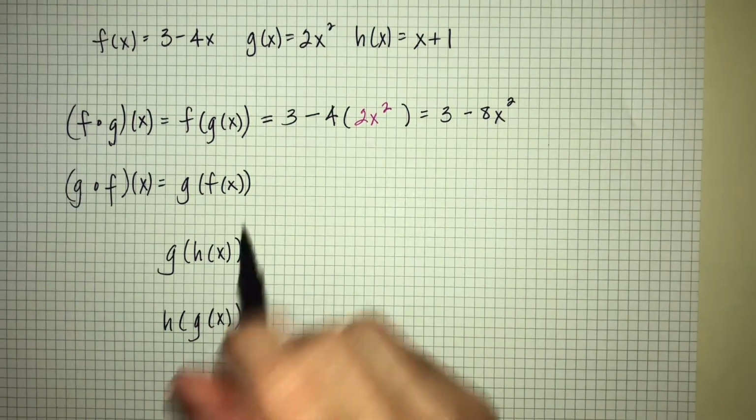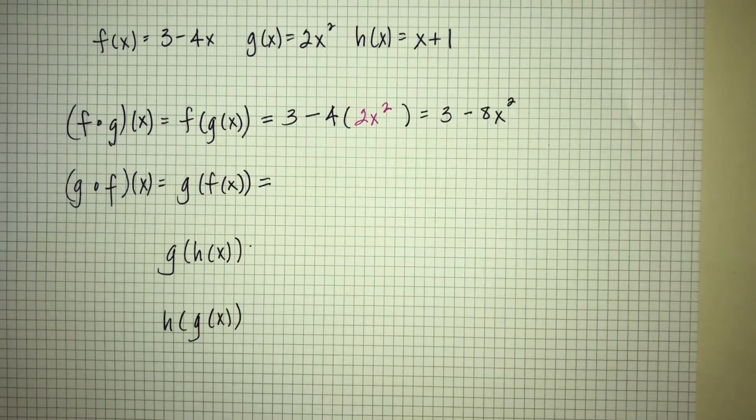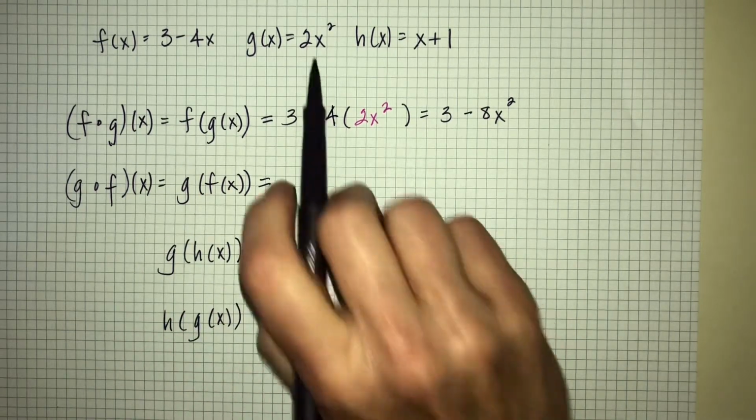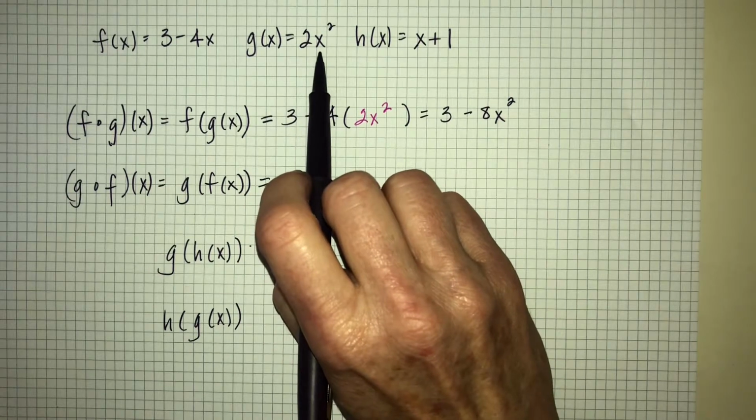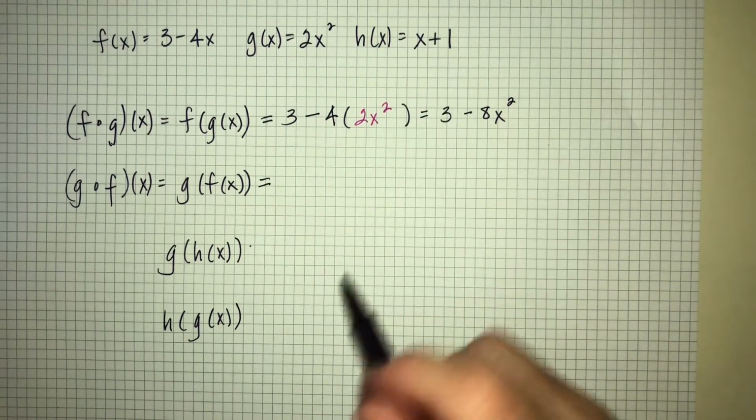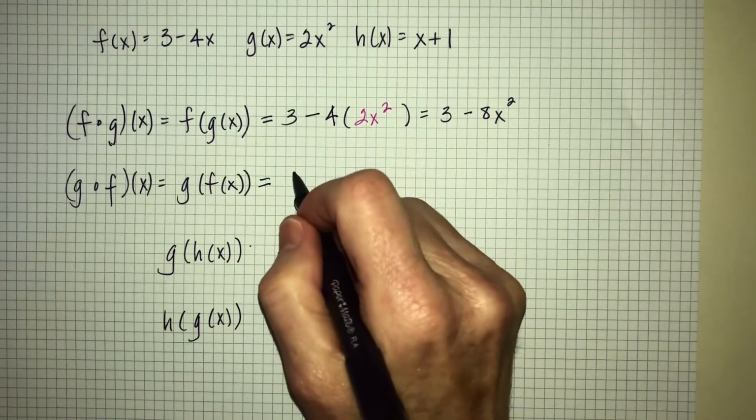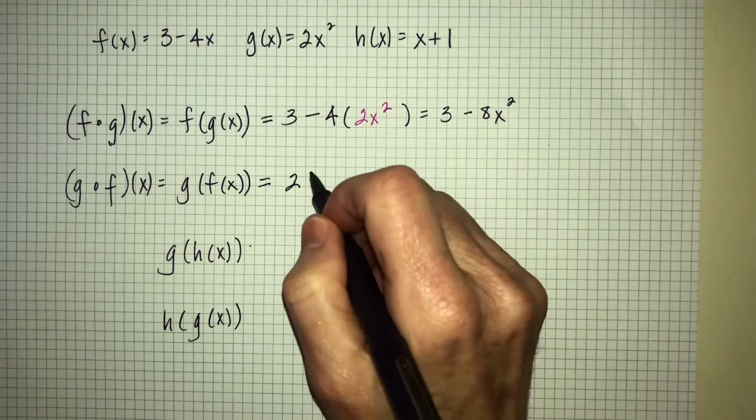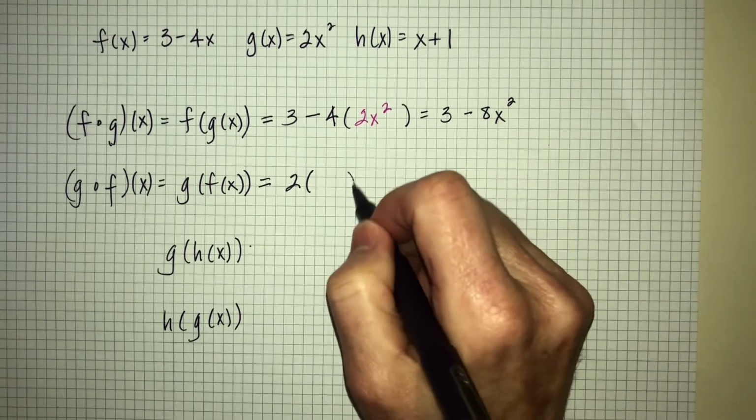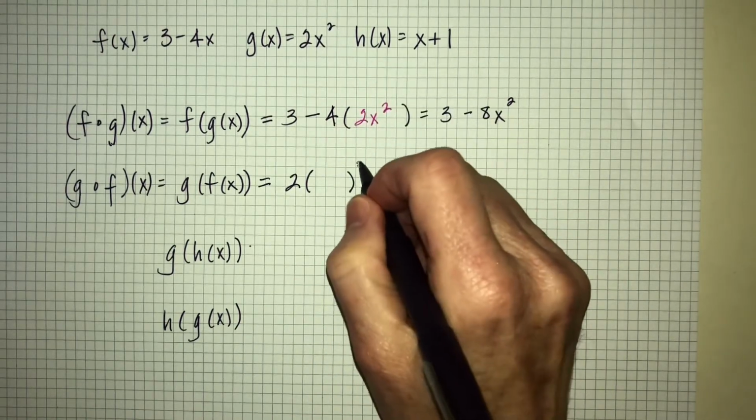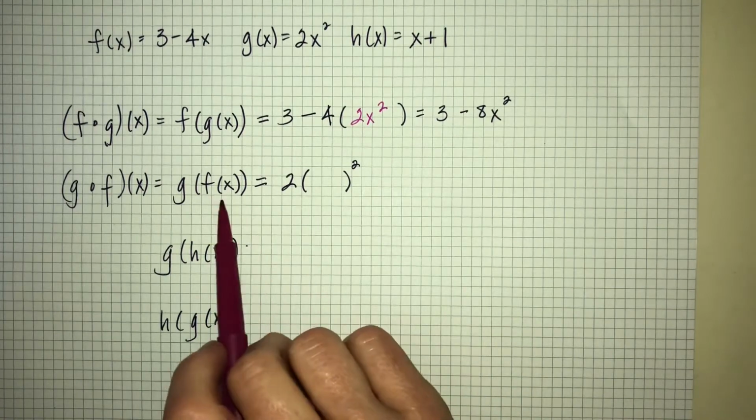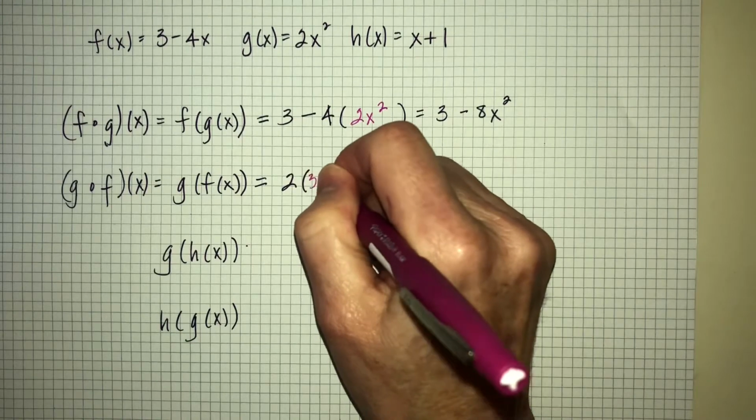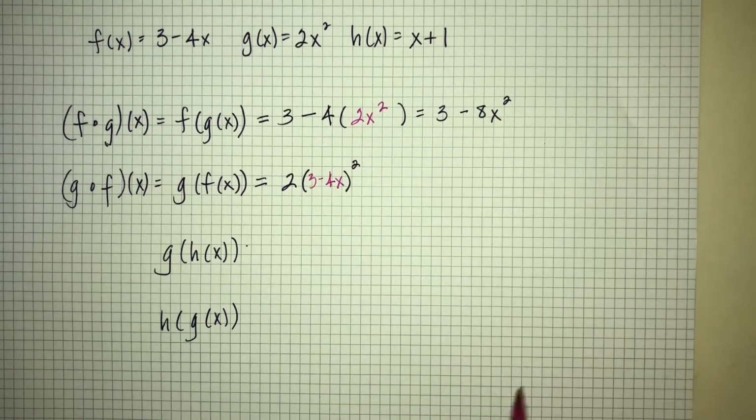So let's do another one. g of f of x. Again, I'm going to copy. As soon as I get to an x, I'll put parentheses, and then of course copy the rest of the expression. So g of x is 2, and then x is there, so I put parentheses, and then I know that's squared. And what do I put into the parentheses? I put f of x, so that's 3 minus 4x.